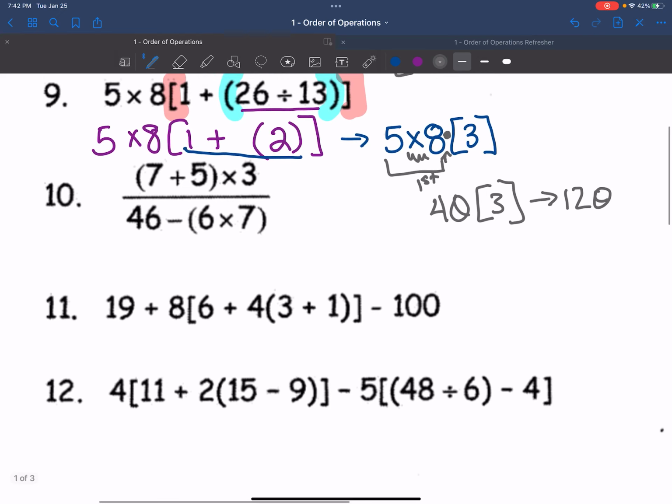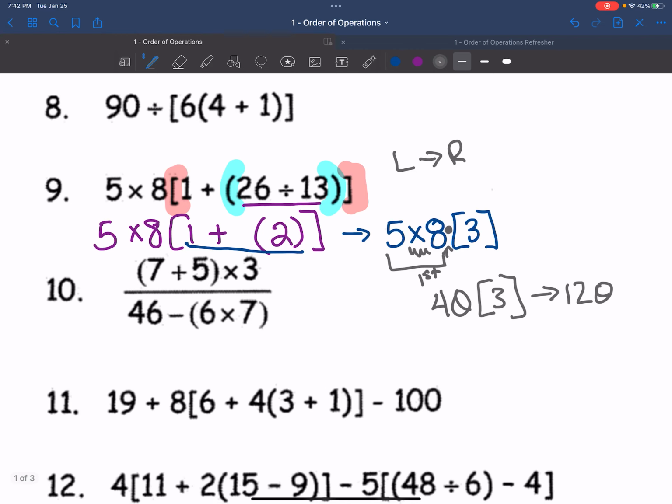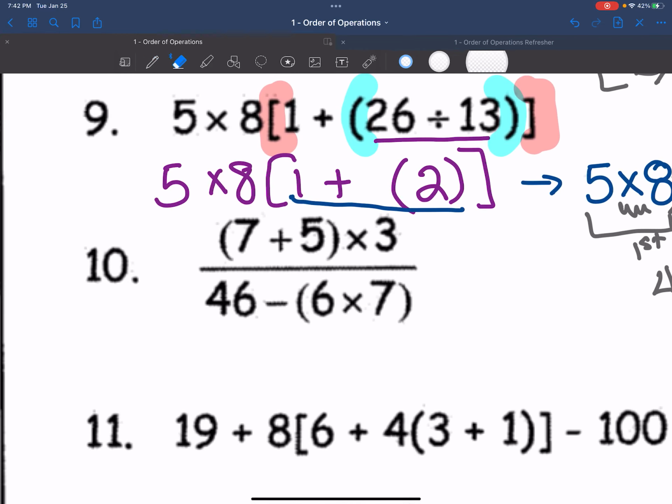The next one I'm going to do with you is going to be 10. So we got this really big fraction bar. And remember, fractions mean division. All right? Now, the only way we can use this fraction bar, at least for right now, from the stuff that we know together, is we can only have one number up top and one number up bottom. So what we need to do is we need to do all of the work on the top of the fraction and the bottom of the fraction so that we are left with one number up top and left with one number at the bottom.